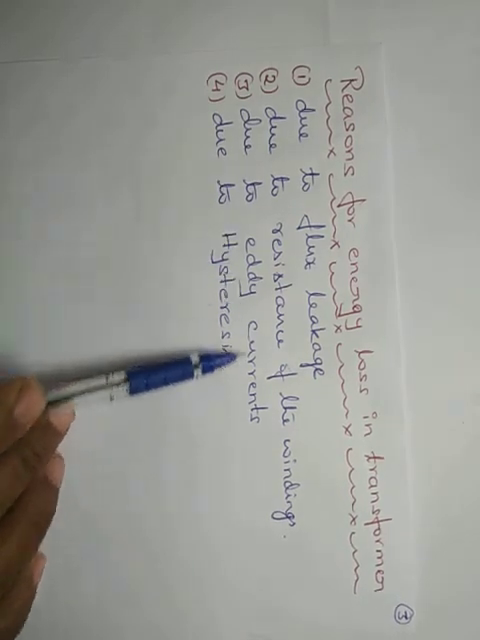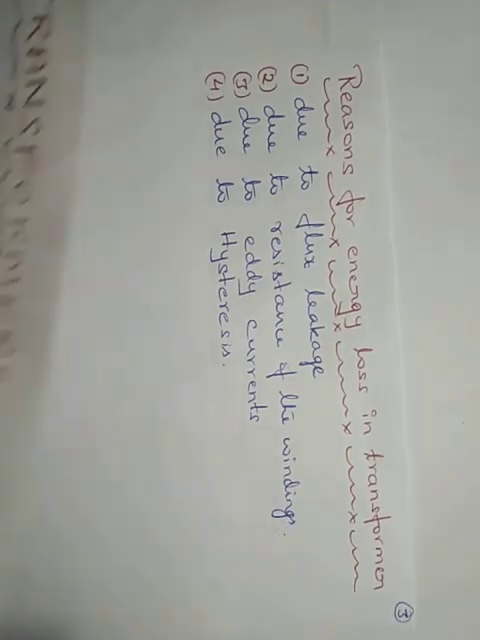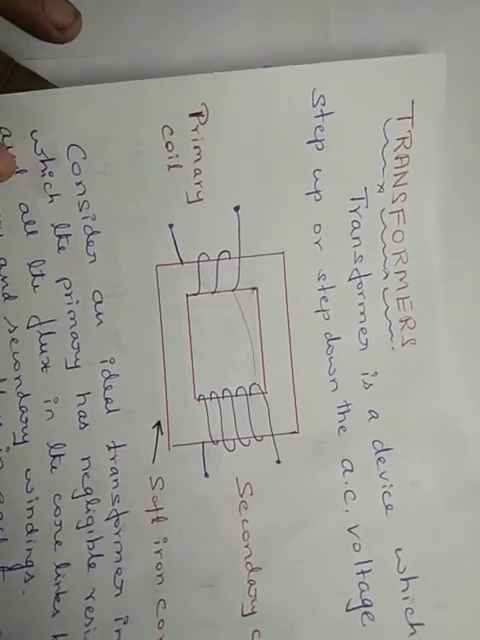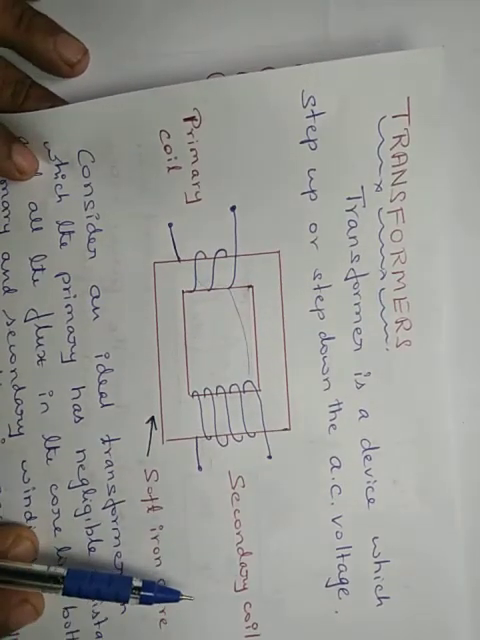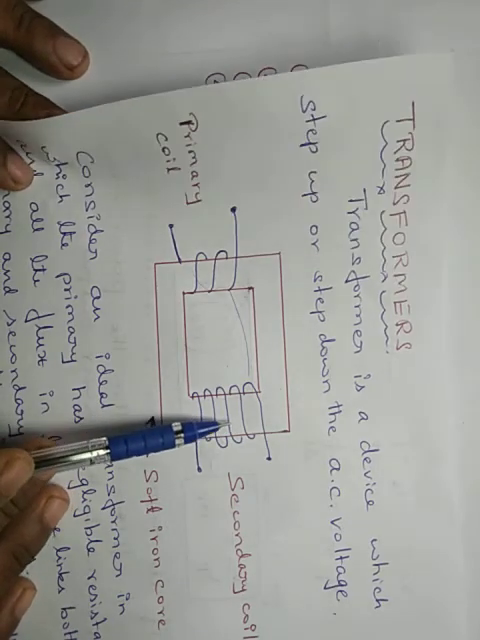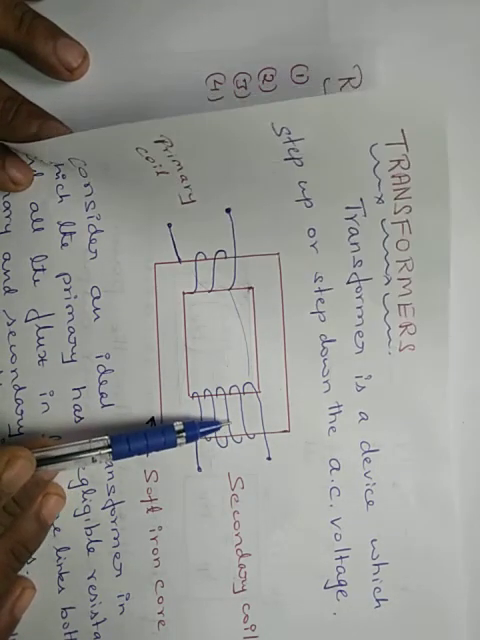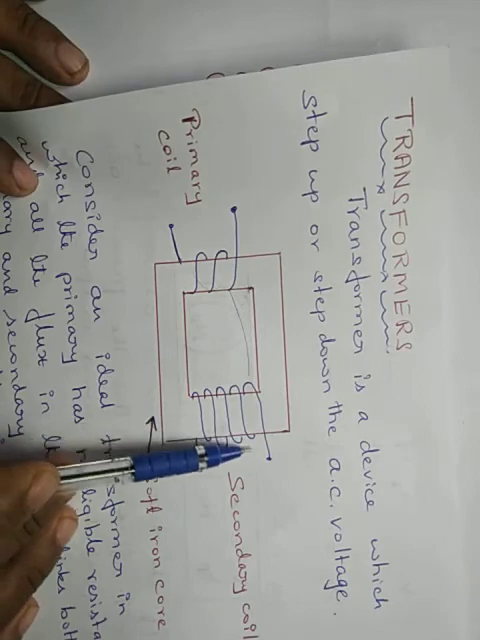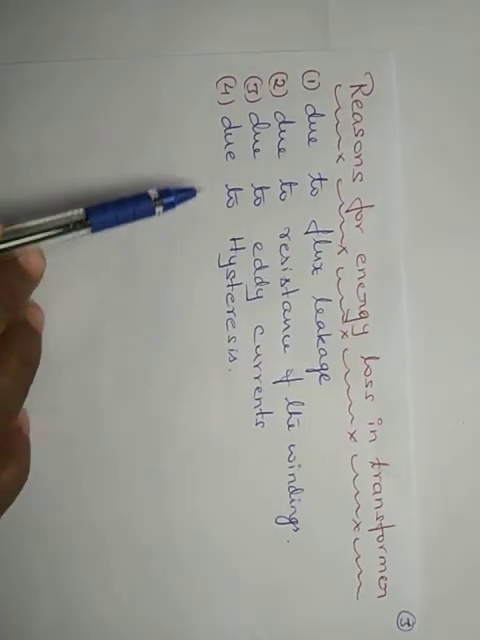Next is due to the eddy currents. In the previous chapter, you have learned about eddy currents, the circulating current. It also produces the heating effect. So, that is also one of the reasons for energy loss in the transformer.